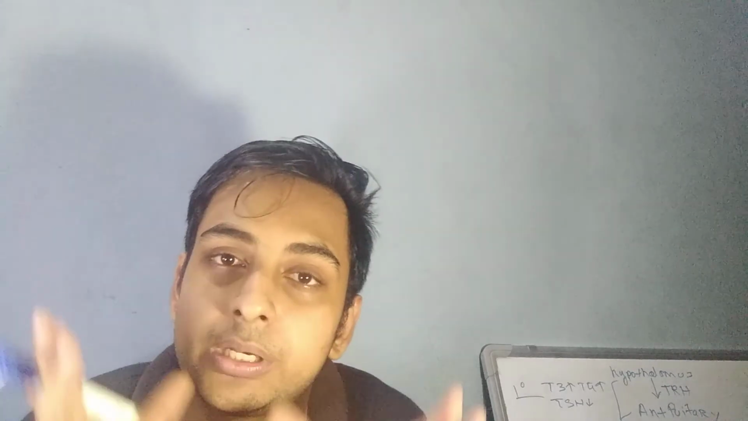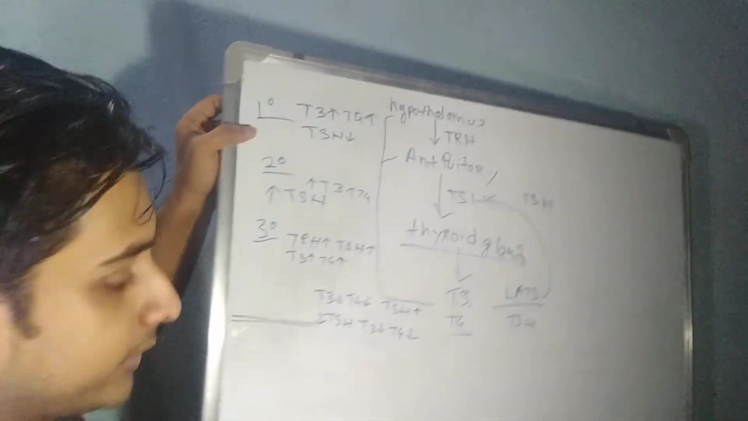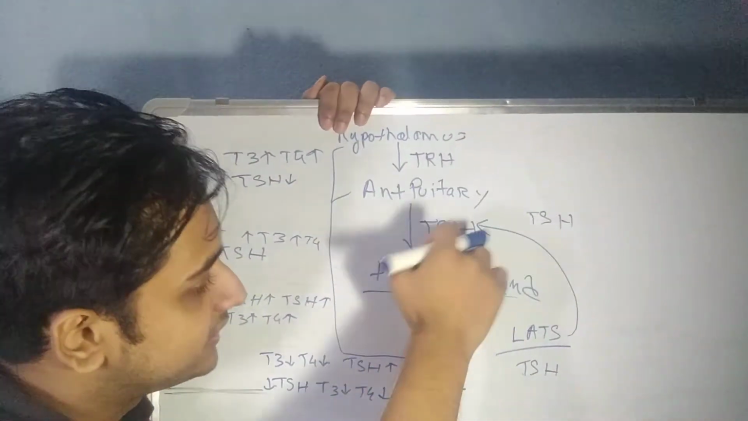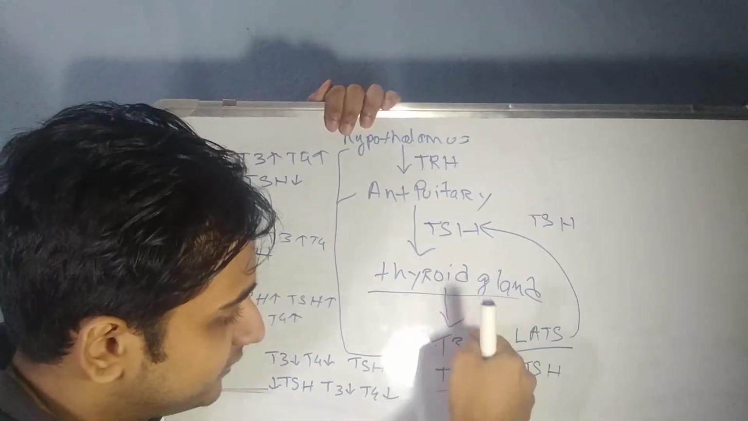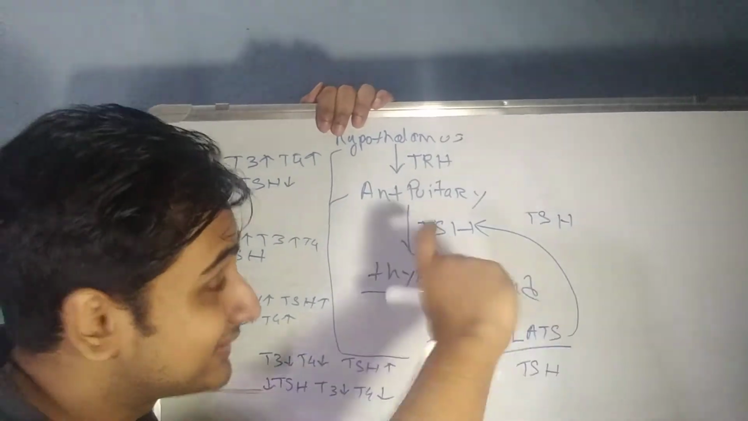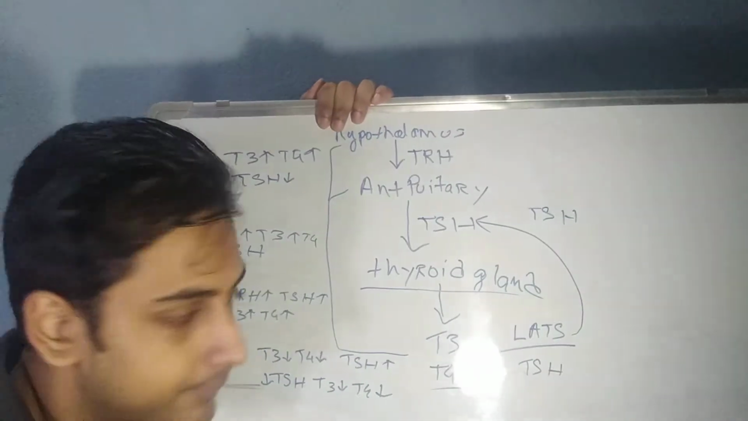What I mean by similarities is, if you are having a tumor in the anterior pituitary, it is going to release more TSH. More TSH means more T3 T4. You are having hyperthyroidism. That means what kind of hyperthyroidism? You are having secondary, because your problem is in the anterior pituitary.